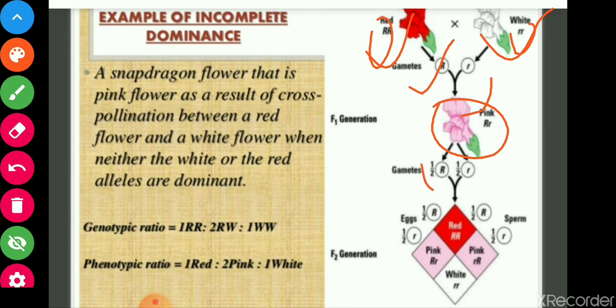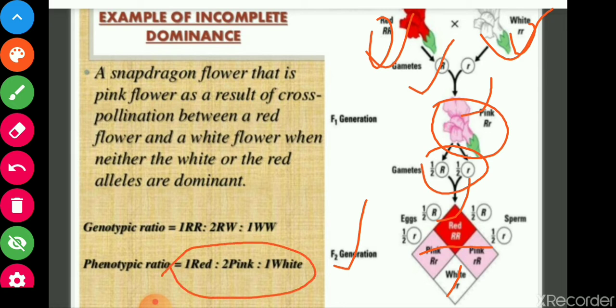And when they are crossed again, in the F2 generation the traits are separated: one red, one white and two pink. So the ratio is 1:2:1, and this is the ratio of the F2 generation phenotype. So this is an example of incomplete dominance, where the intermediate characteristic is expressed. No gene is completely dominant over the other.